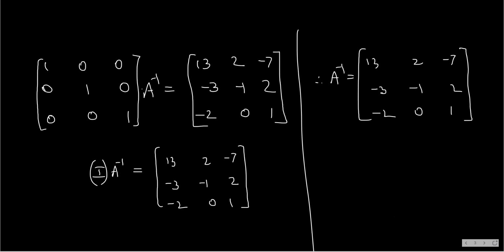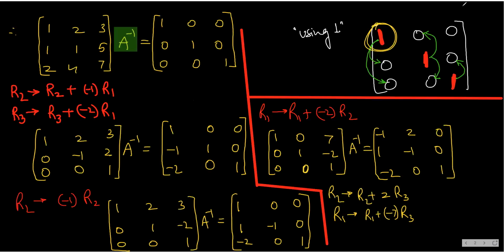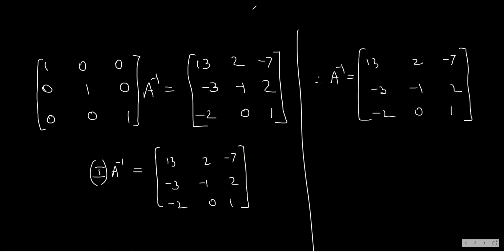I hope you followed it. In this problem, what is most important, students? These 3 steps which I taught you are most important steps. Remember, these 3 steps are most important. Get 1 using 1, 0, 0. Then get 1 using 1, 0, 0. Then get 1 using 1, 0, 0. If you remember this, the whole problem you can complete.